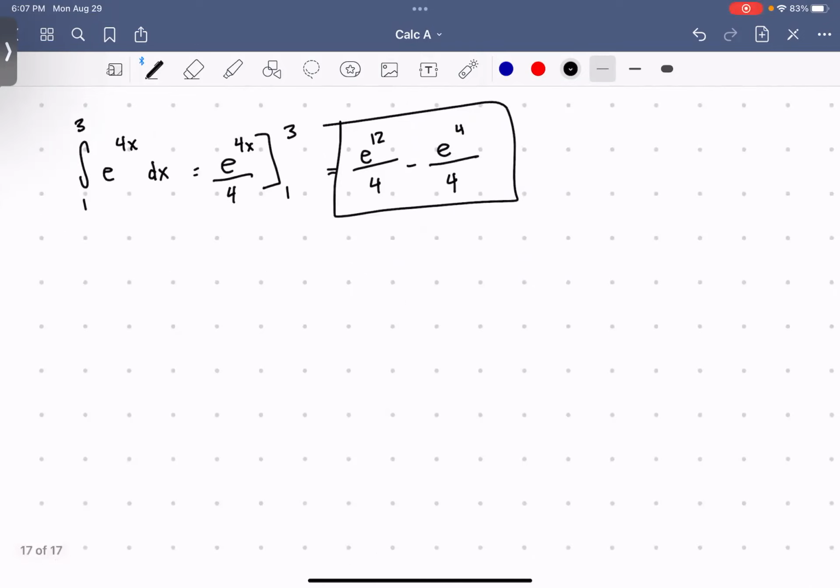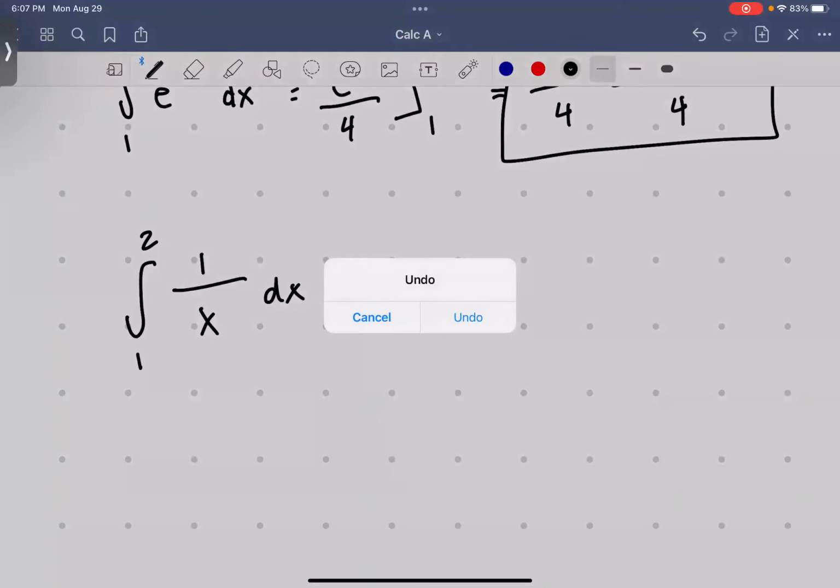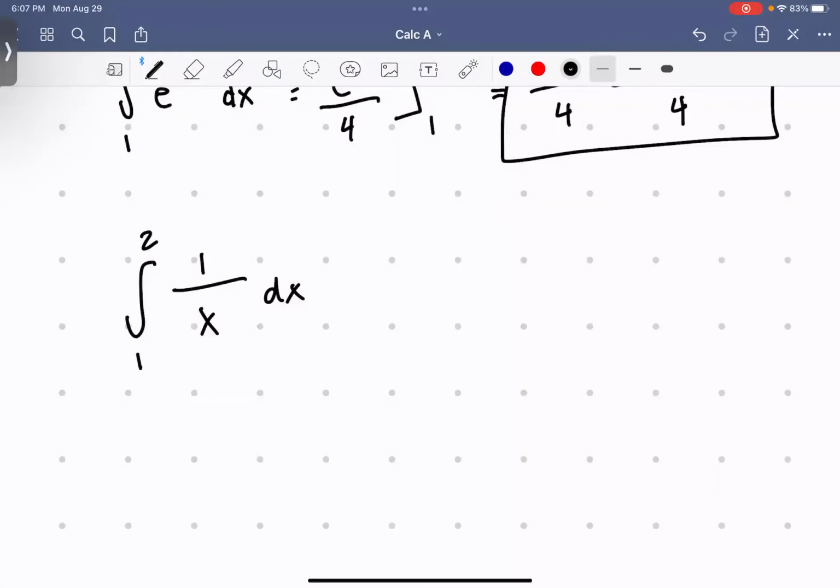Okay. Let's do another problem. The integral from 1 to 2, let's do 1 over x dx. This one's simple enough, right? Okay. Give me 1 second, please.